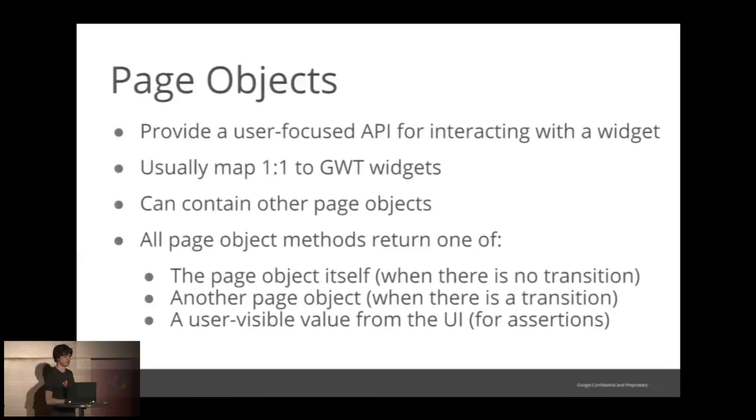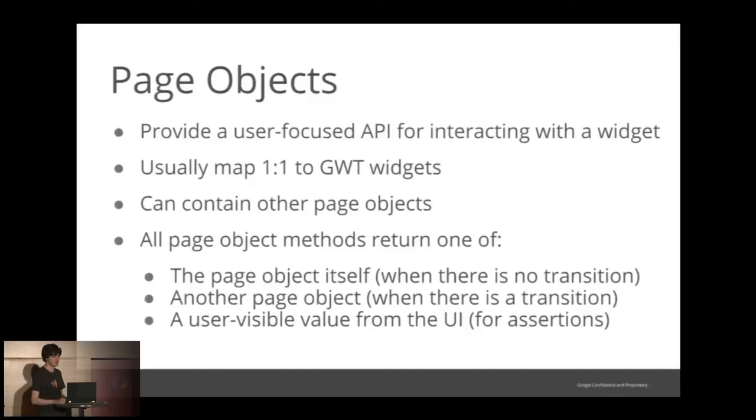Just like widgets, page objects can be hierarchical. So if you have a widget that contains other widgets inside it, then you probably will have a corresponding page object that contains page objects corresponding to those widgets. And what really makes a page object interesting and kind of defines it is that it is very structured in what sorts of objects it returns from its methods.